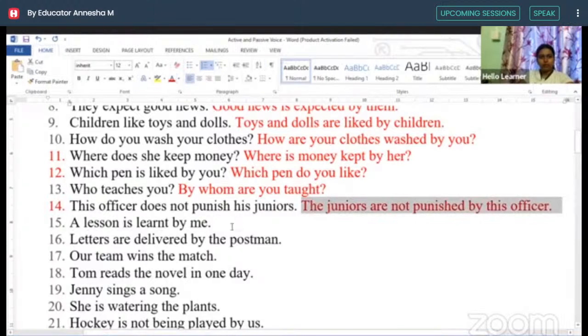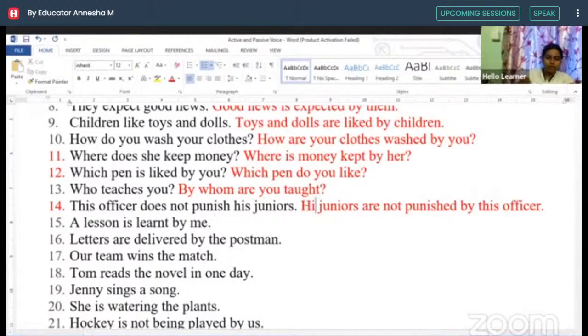I think that answer is wrong, no? The juniors, because there is a possessive adjective, no? His. Oh, sorry, his juniors, not the juniors. Yes. No, his juniors become officers' juniors, no? As you said yesterday. Yes, officers' juniors are not punished by him. That should be his juniors are not punished by this officer. Yes.